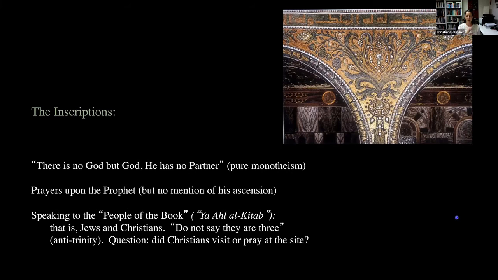And to my mind, probably the most interesting verse from the Quran that's been selected for extraction here is the command to the people of the book, O people of the book, ya ahl al-kitab in Arabic, do not say they are three. So the message here is anti-Trinitarian, which means the building is positioning itself against Christianity, against the notion of God, the Son, and the Holy Spirit as a Trinity. So that begs the question, why put that in there? I mean, are Christians utilizing the site?